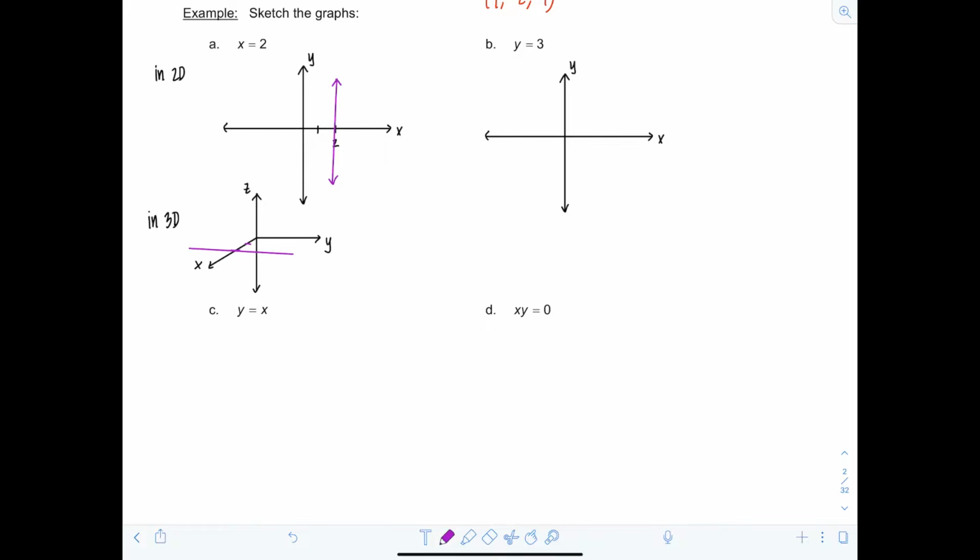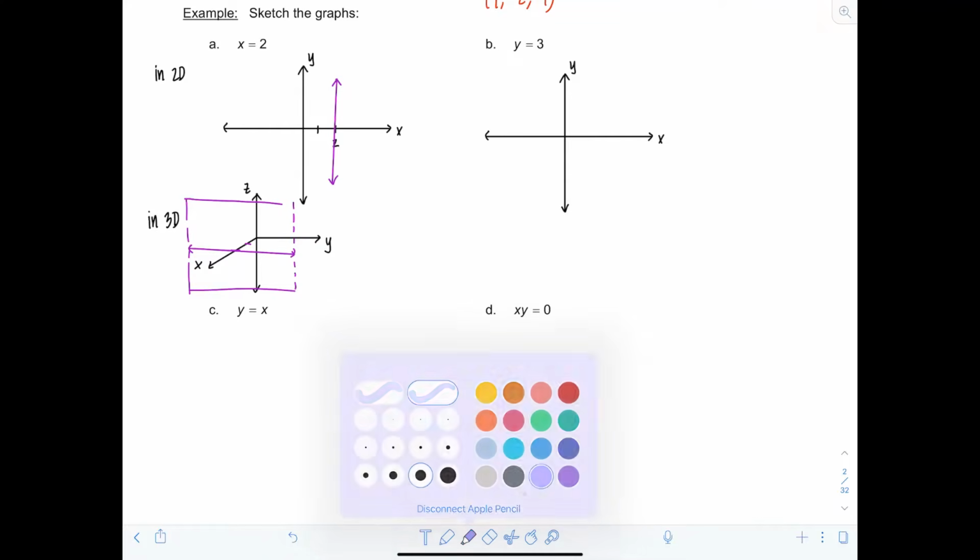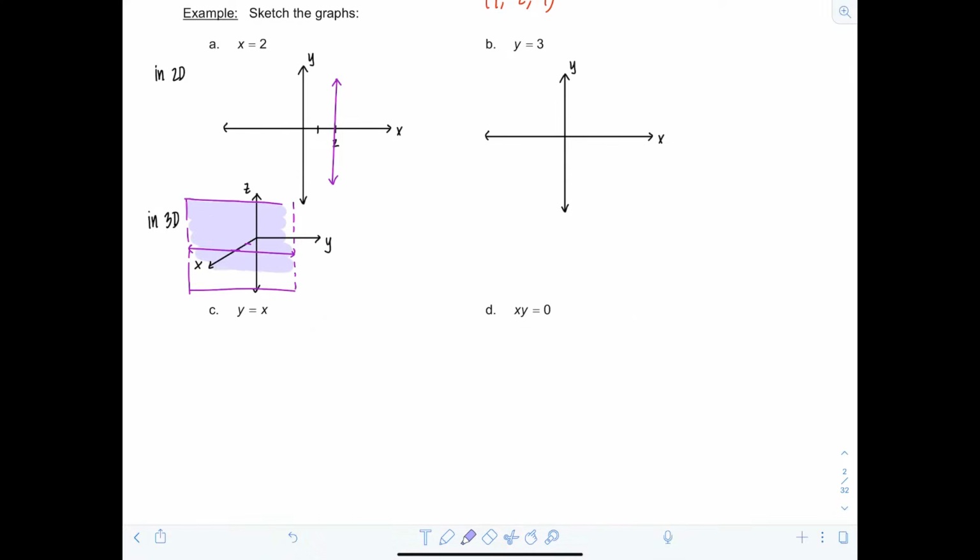You could imagine if you were standing up on the positive z-axis looking down at it, you'd have the same graph. But also, it includes any value of z. So it's going to go up and down forever this way. And what we have is actually a plane. So this is the equation of a plane.